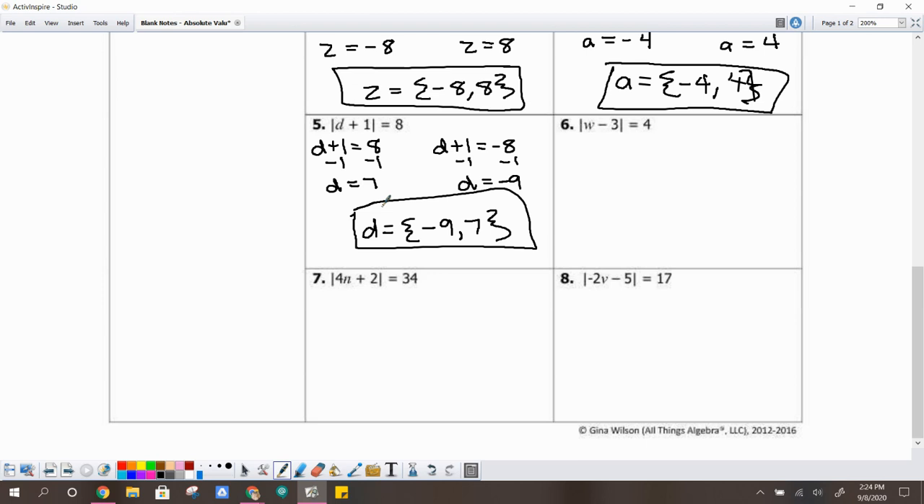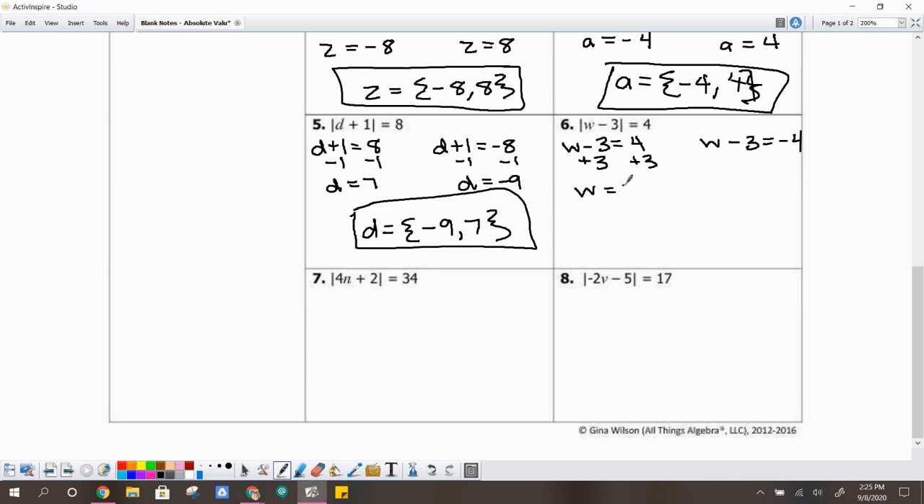So go ahead, pause, try number 6 on your own, press play when you're ready. So for number 6, step 1, make sure it's isolated. It is. Step 2, set the inside part equal to the positive and negative versions of the outside, which in this case is 4. Step 3 is to solve. So we'll add 3, add 3.